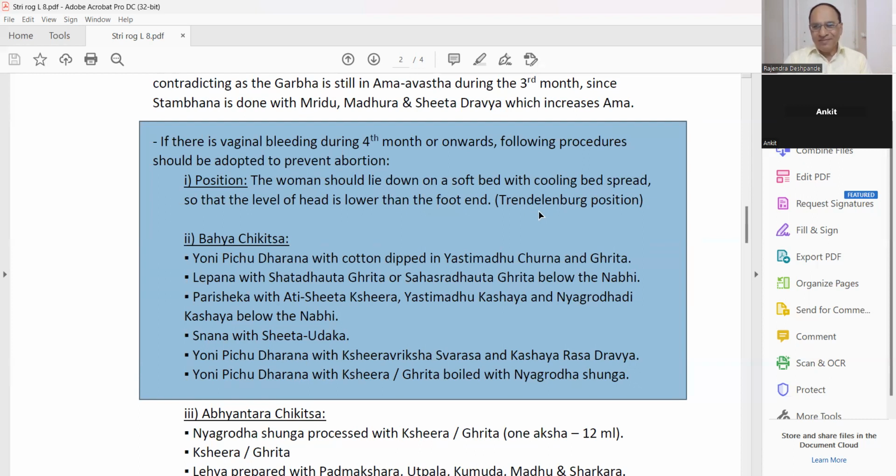Trendelenburg position. A complicated word, but we have to remember that. That is, the foot end is up. Okay. Now, Bahya Chikitsa. We will go further.